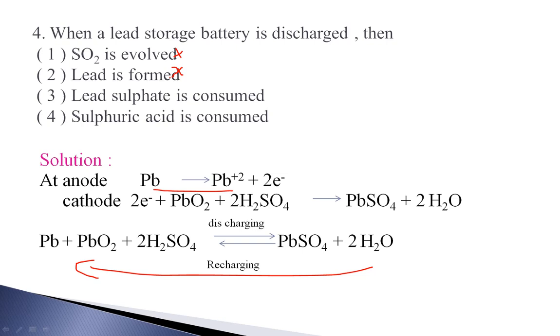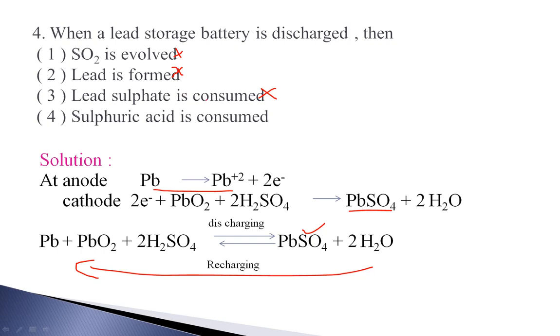Next, they will say lead sulfate is consumed. Look at the cathodic reaction. Lead sulfate is formed, not consumed. So this option is also wrong. Look at this discharging reaction. Here lead sulfate is formed, not consumed. Therefore the third option is wrong.